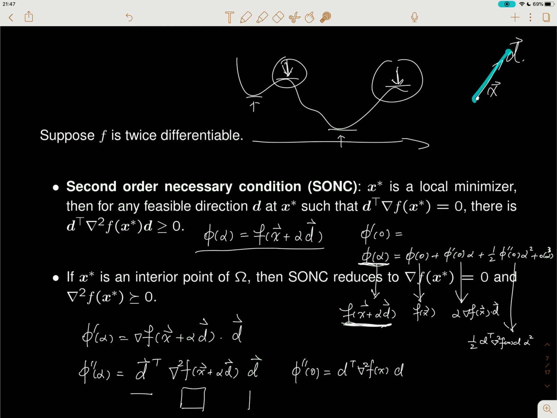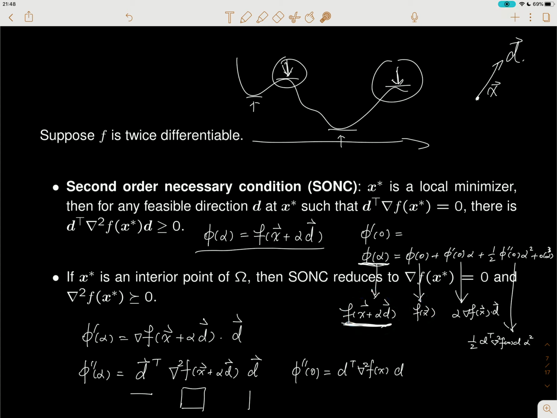And going along that direction, if this is equal to 0, so this part is 0, then since you want to check whether x star is a local minimizer, if it is a local minimizer, then going along this direction the function value should be increasing, right? Because x star will be the minimizer. This is the point you moved to. So this value should be bigger than or equal to this.